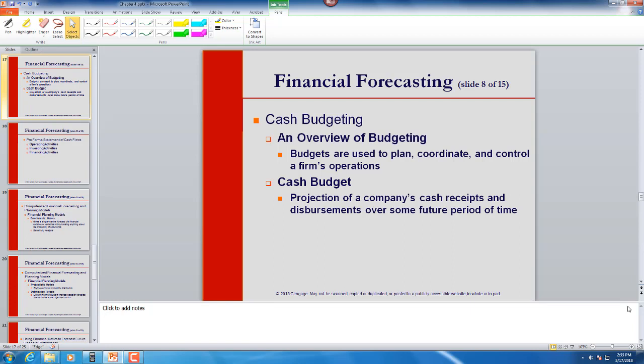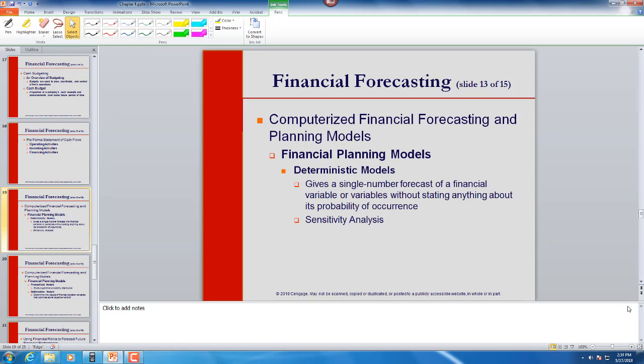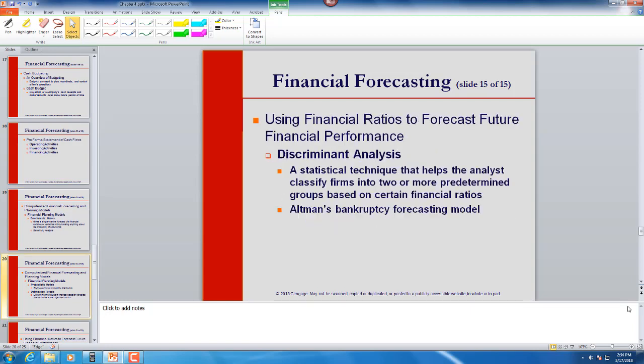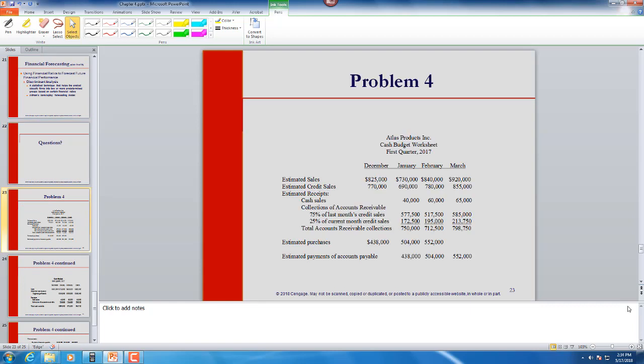Now, cash budget is kind of like that. It is a projection of a company's cash receipts and disbursements over some future period of time. Now, you need to look at operating activities, investing and financing activities, and there are models that are generated. You can read about these things, but the best way to explain cash budget, according to me, is to actually work a problem on that. And that's exactly what I'm going to do right now.